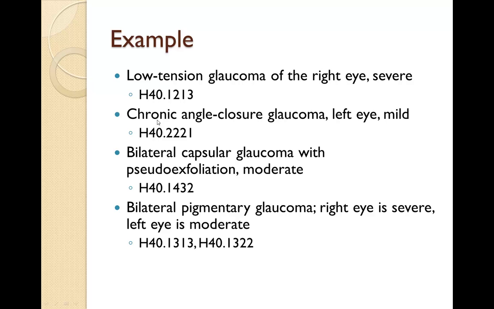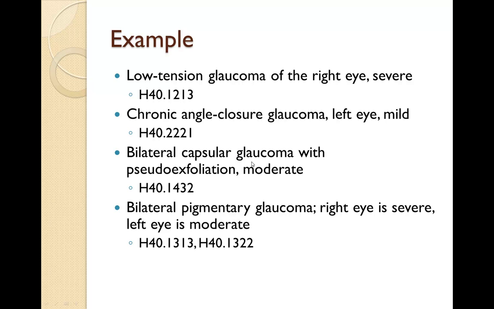You can go ahead and walk through chronic angle closure glaucoma, left eye, it's the same thing. Glaucoma, the angle closure, I think, might send you to a cross-reference. Anyways, you get to H40.22. The 2 here indicates it's the left eye, and then the 1 is a 7th character extension to indicate that it's mild.